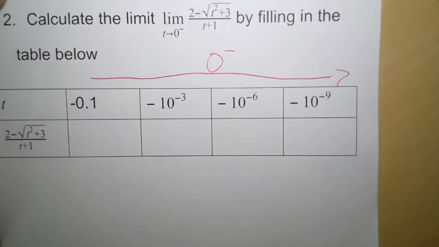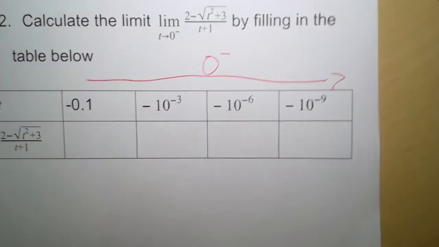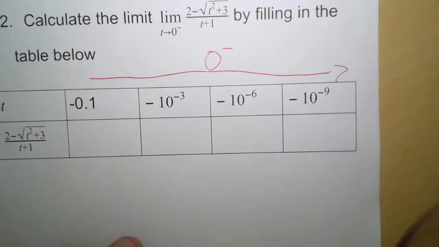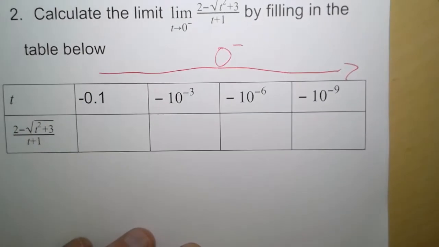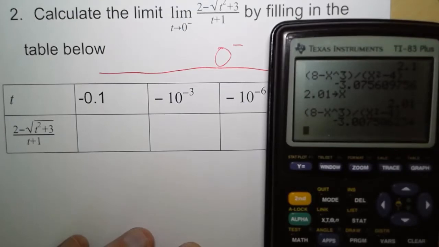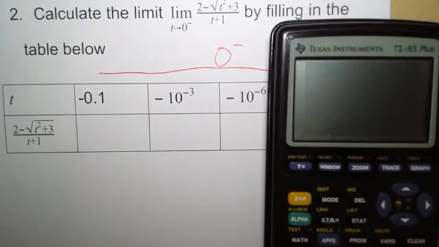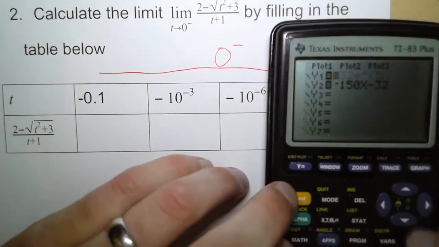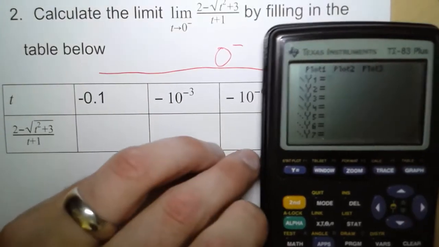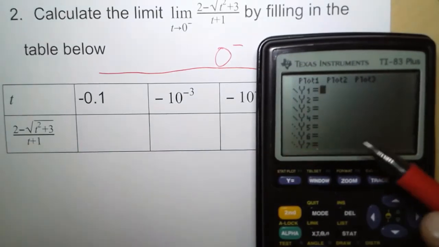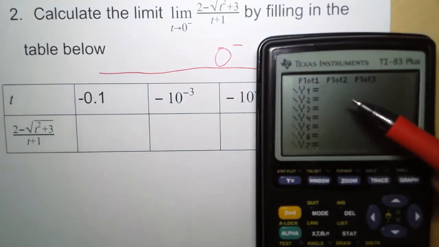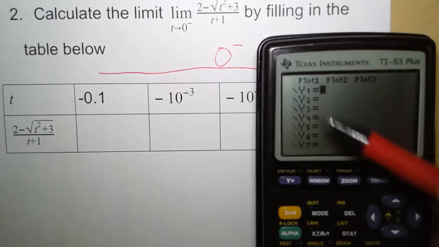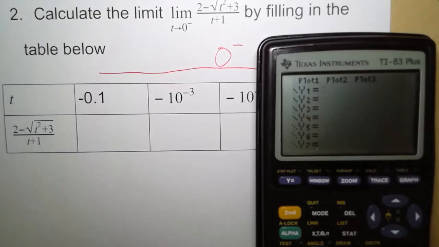Now for this problem, we're going to do this one slightly differently than we did up above to see if we can do this a little bit more efficiently. The first problem is a little bit easier than plugging them in one at a time, but there's a slightly faster way. So go into your y equals. Make sure you're in function mode so that it shows y1 and y2 and so on. And we're going to type in this function.